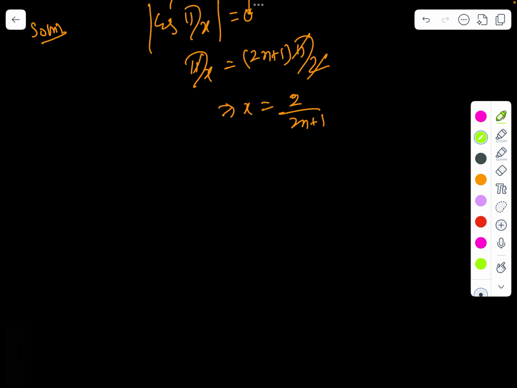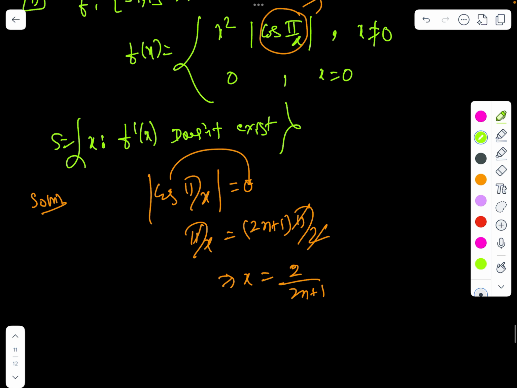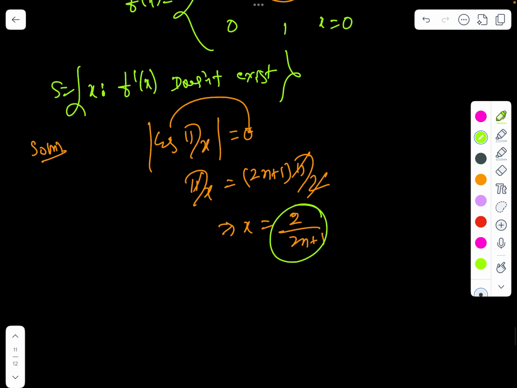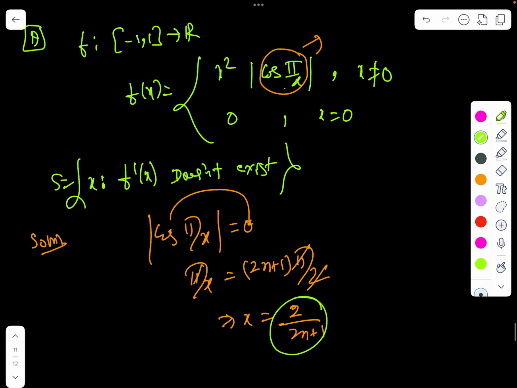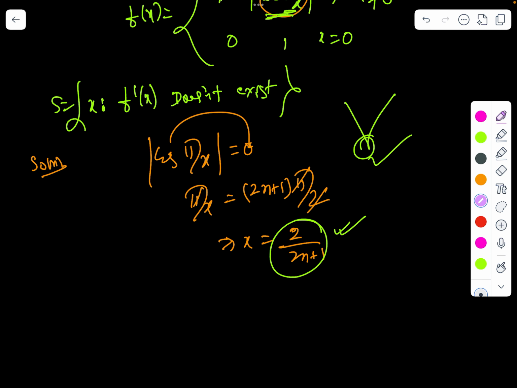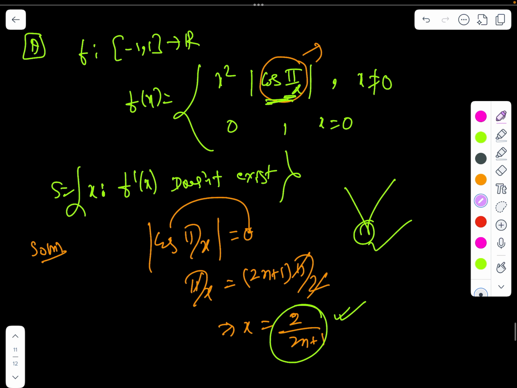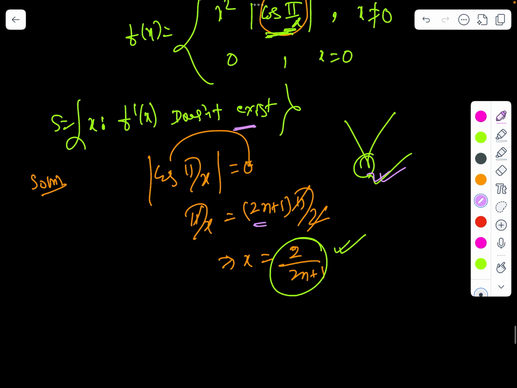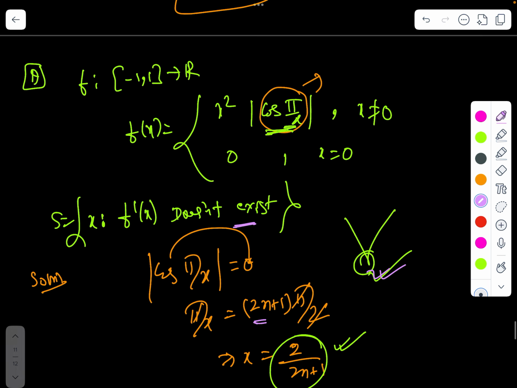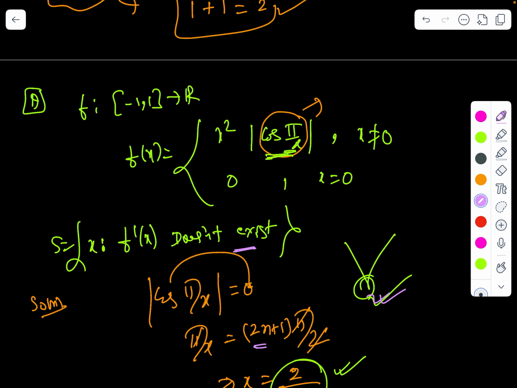So what will we get over here? If you see the values, let's say at 2 by 3, cos of pi by 2 will be 0 and then the mod will have a corner. So at all odd multiples of pi by 2, that is, x equal to 2 by (2n plus 1), all these are points, and there it does not exist. What about 0? So we can calculate f dash 0 separately, because you can't just differentiate and show the differentiability.